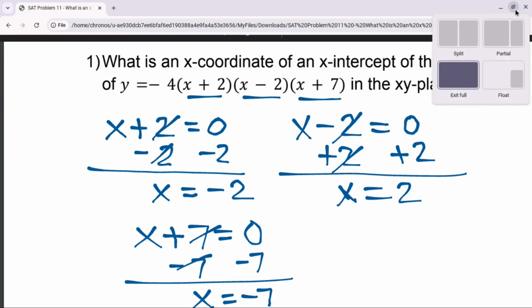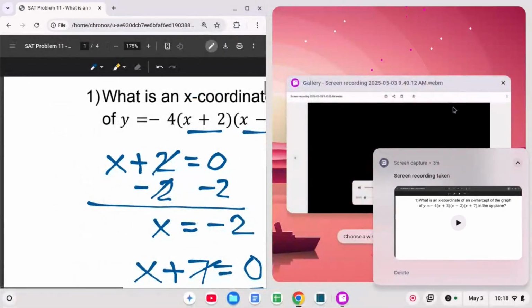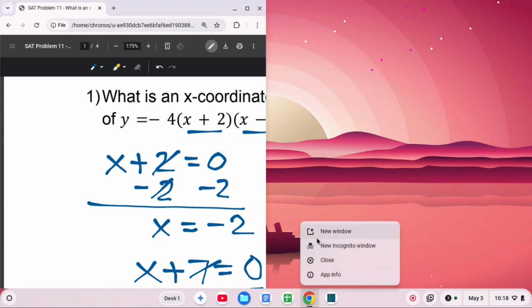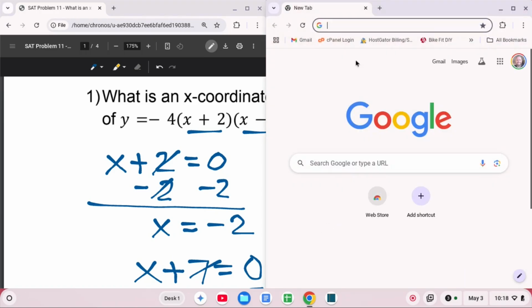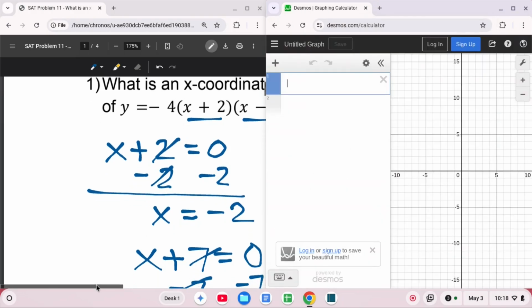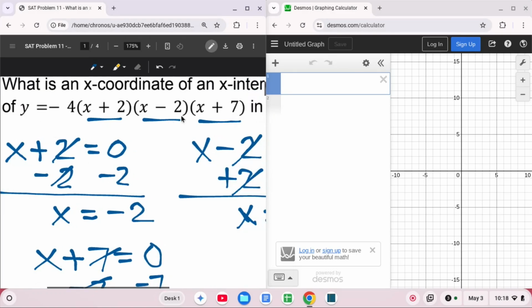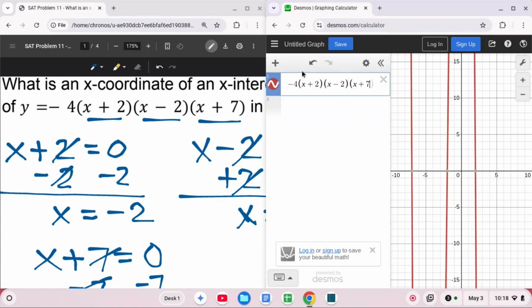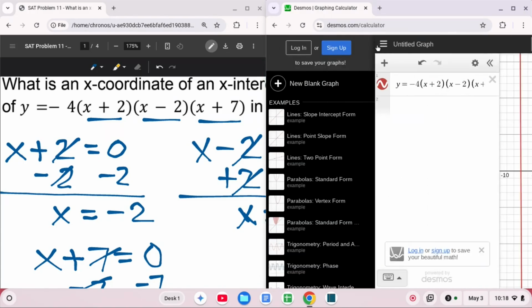If you don't remember all this, and you're like, I don't really know how to do that, what you can do is open up Desmos. Let's do a new window here, Desmos. Okay, and then what you can do, let's get this cubic here. So you're going to enter it in. Y equals negative 4 x times x plus 2 times x minus 2 times x plus 7. And let's see if I can minimize this. Nope, I don't want to do that.